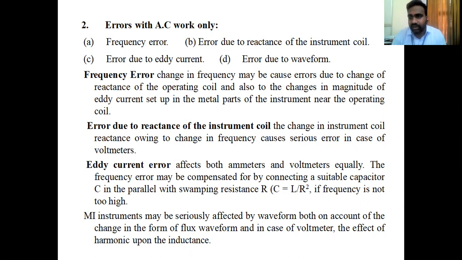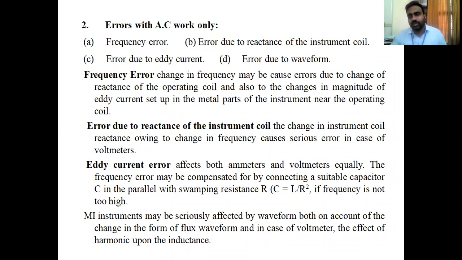The eddy current error is also one of the important errors. The eddy current error plays an equal role in ammeters as well as voltmeters. In order to eliminate the eddy current error and frequency error, we use a small capacitor with the instrument. There is also error due to waveforms, which is an important error here. With a change in flux density due to a change in current, there is a change in harmonics with respect to inductance.